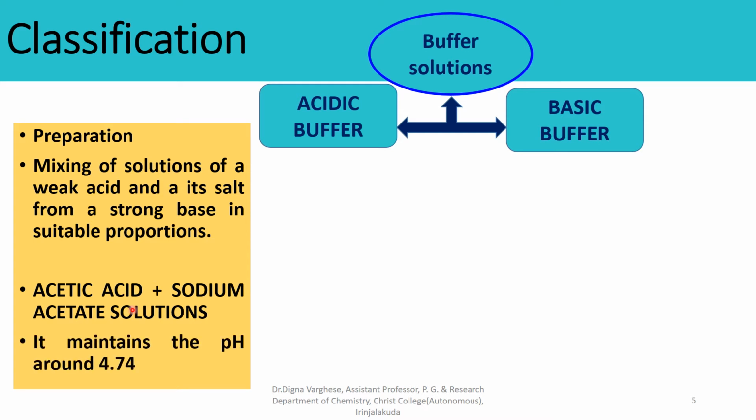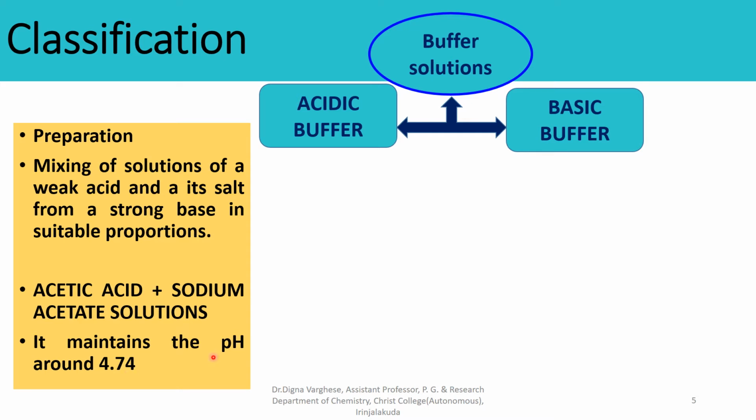It maintains the pH around 4.74. To this particular solution, we add an extra amount of acetic acid or any other acid, and it resists the change in its pH.